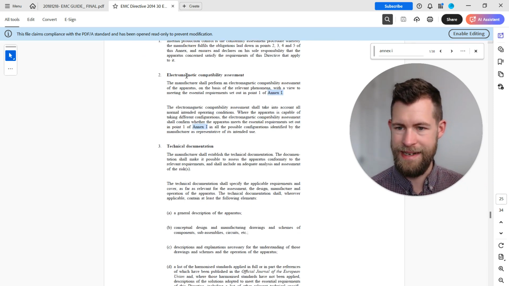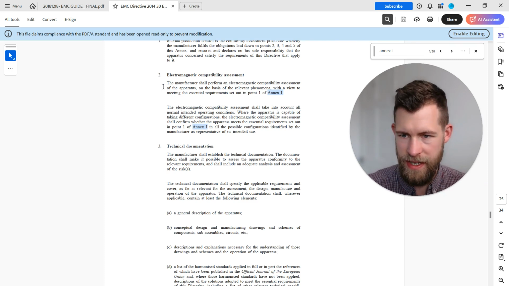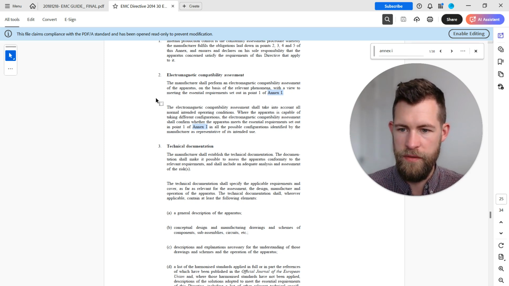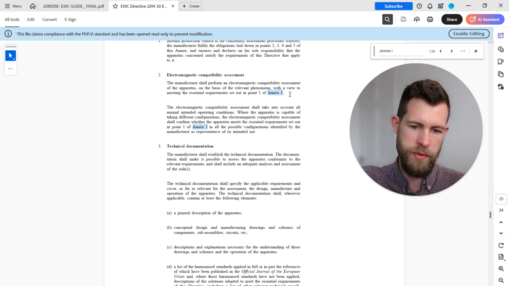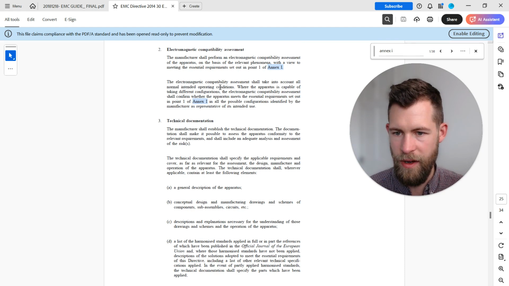So here we've got electromagnetic compatibility assessment. The manufacturer shall perform an electromagnetic compatibility assessment of the apparatus on the basis of the relevant phenomena, with a view to meeting the essential requirements set out in point 1 of Annex I, which we've just looked at. The electromagnetic compatibility assessment shall take into account all the normal intended operating conditions where the apparatus is capable of taking different configurations. The electromagnetic compatibility assessment shall confirm whether the apparatus meets the essential requirements set out in point 1 of Annex I in all the possible configurations identified by the manufacturer as representative of its intended use.